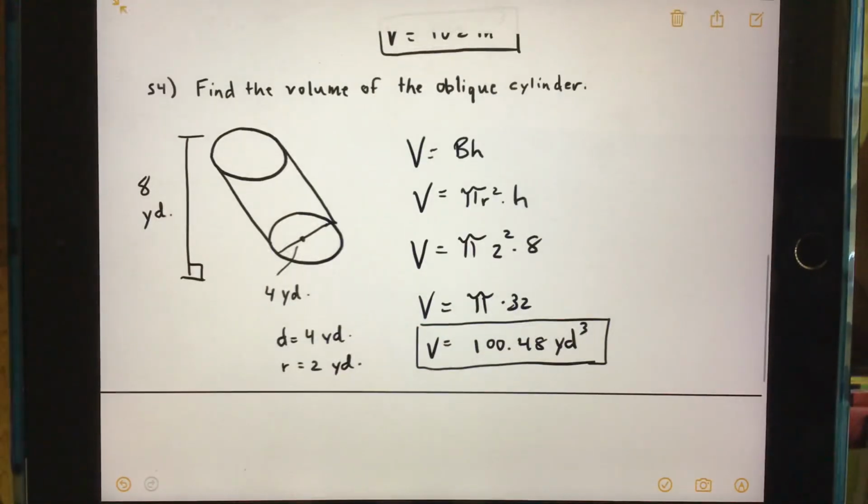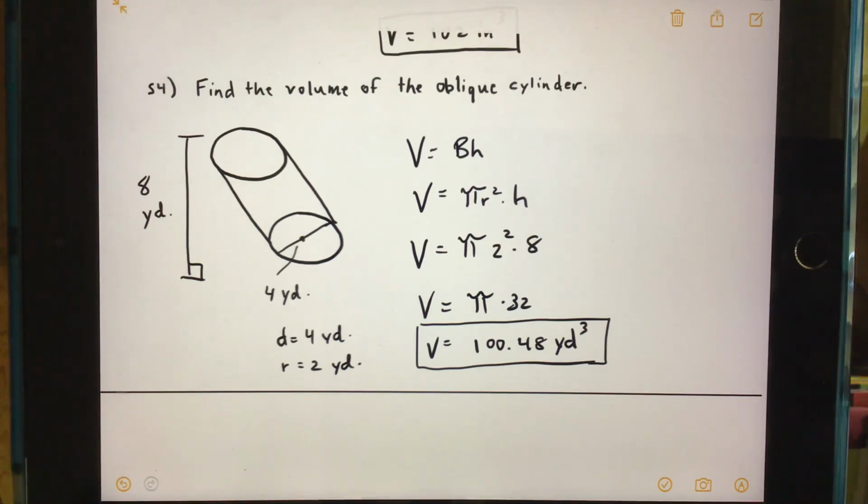Sample 4, our last sample, we're going to find the volume of the oblique cylinder. So this is a cylinder that's been tipped on its side, but all the cross sections are congruent to a cylinder that would be standing straight up, or a right cylinder, so therefore we can still use the same formula. Volume is equal to base times height. The base, of course, will be pi r squared, because we have circular bases, and the height will be the distance between those bases. That is the perpendicular distance between them, and that's been labeled as 8 yards.